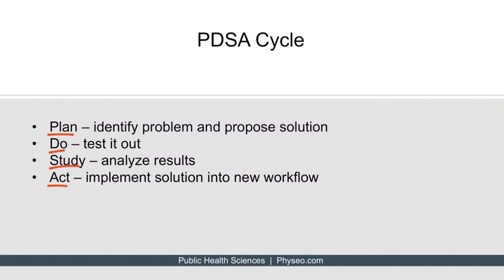Planning involves identifying the problem and proposing a solution. Doing is where you test out your solution on a smaller scale. Then you study or analyze the result. And the final step is to act, where you implement your solution into a new workflow, assuming your test results were encouraging. All right, before moving on, let's do a quick practice question to help solidify some of this material.